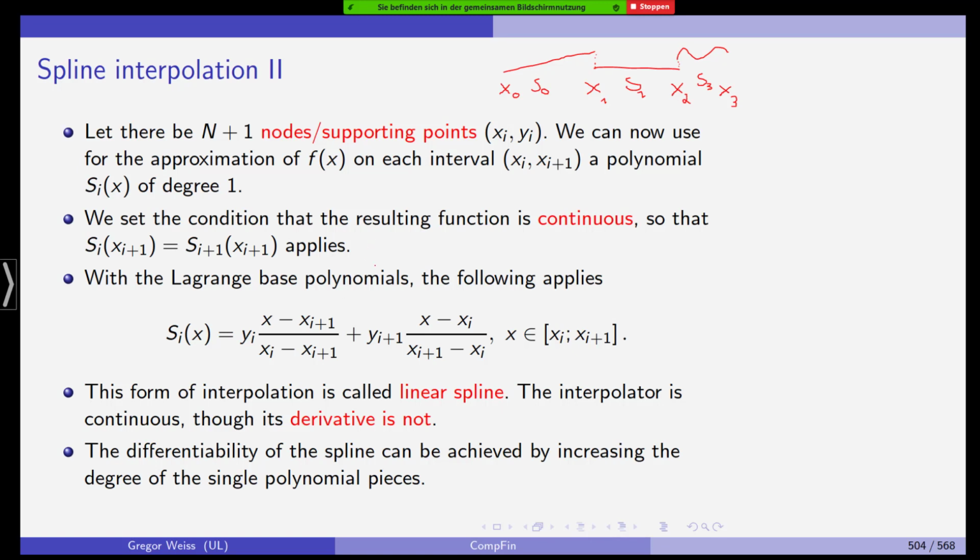Si is supposed to be a polynomial, so obviously we can write each of S0, S1, S2. Actually, I made a mistake here, this should be S2. They can be written using the Lagrange base polynomials. And this form of interpolation, if we use the Lagrange base polynomials, is called a linear spline. And the interpolator is continuous, though its derivative is not. It's not continuously differentiable. So what could result is, if we only take linear functions, and a polynomial of degree 1 is a linear function, it will look like this.